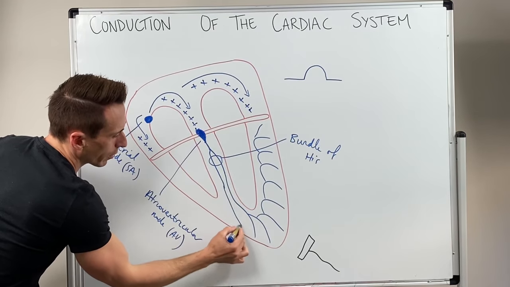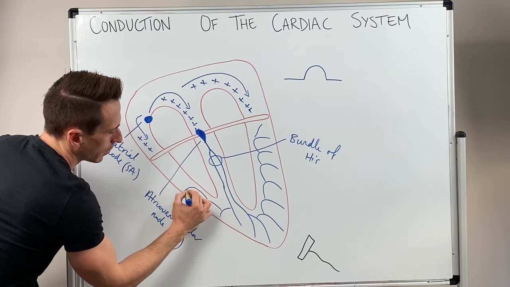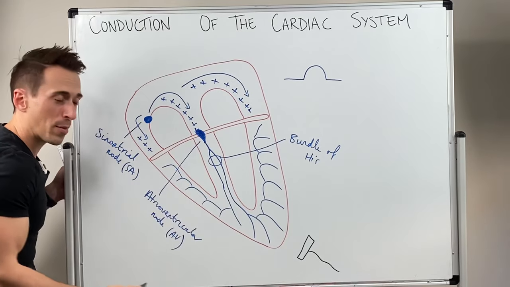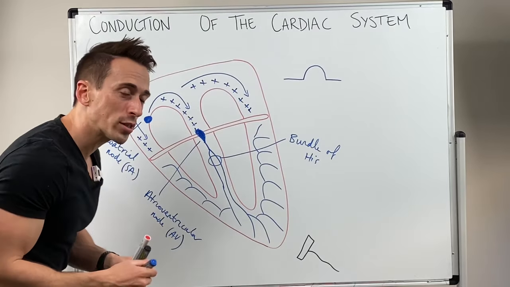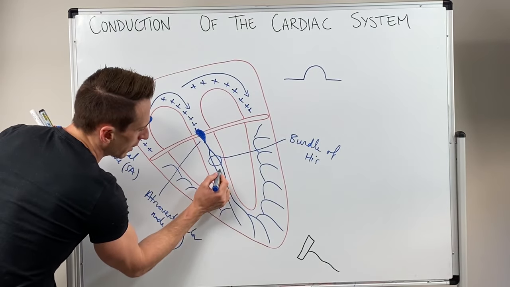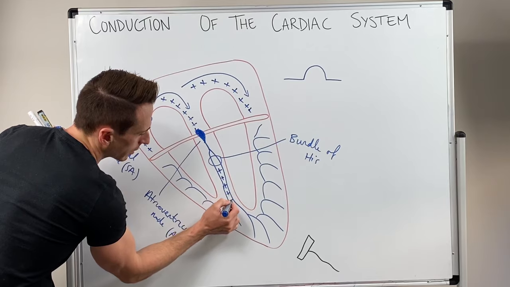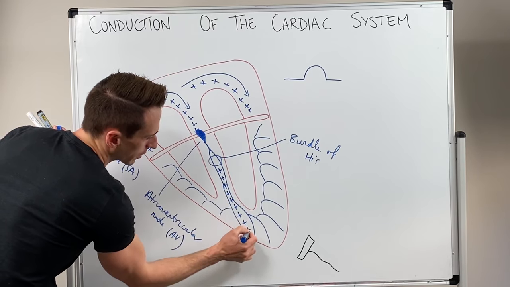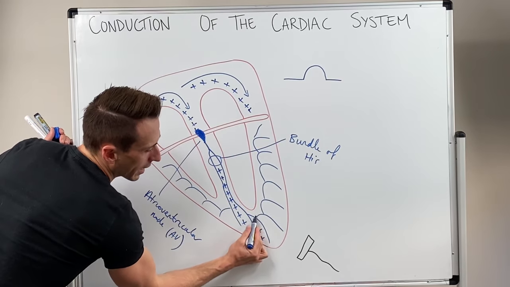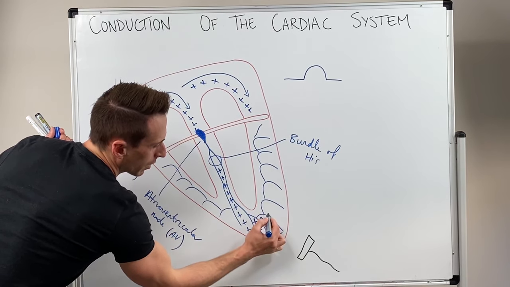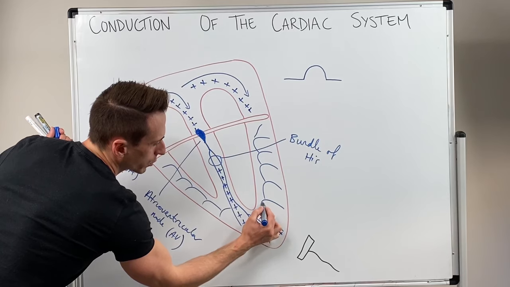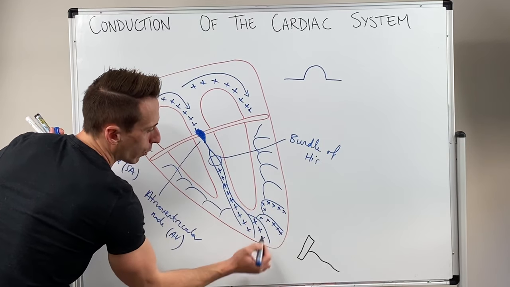And then the other one branches off like that through the heart muscle of the ventricles. And again, it's going to send a wave of positive charges in this manner, like this, like this, like this. And as you can see, it sends the positive charge like that. So now, what do you see? Is it going towards that lead or away from the lead?